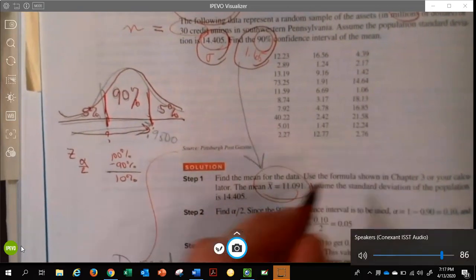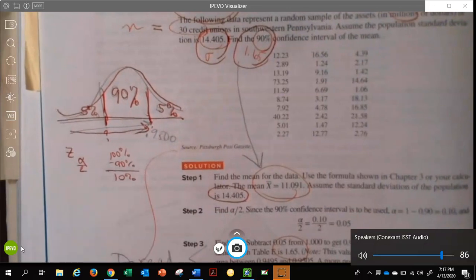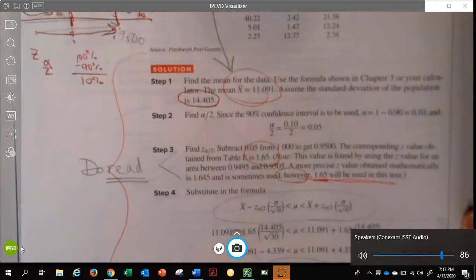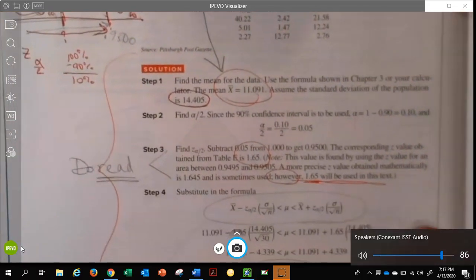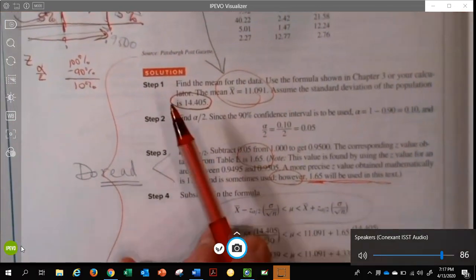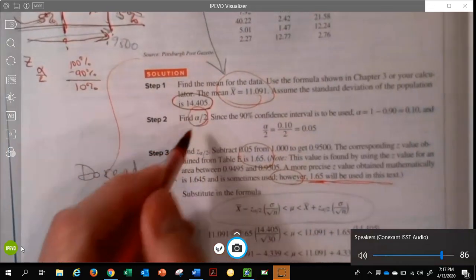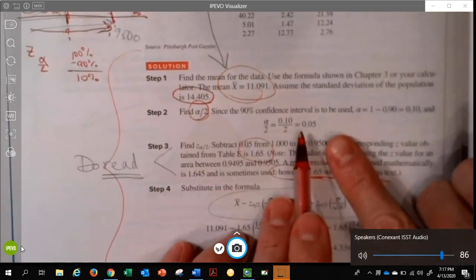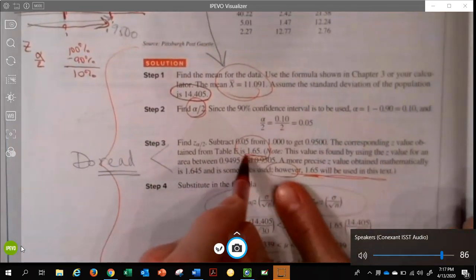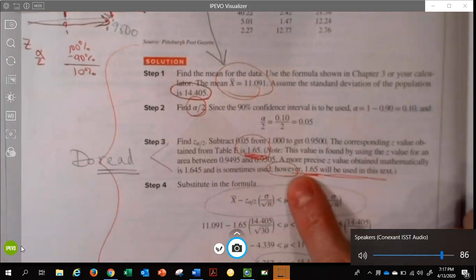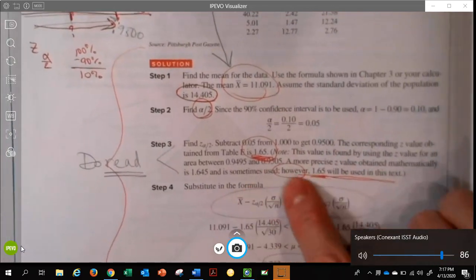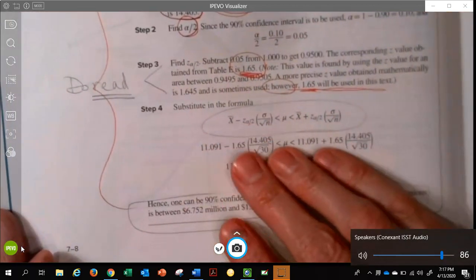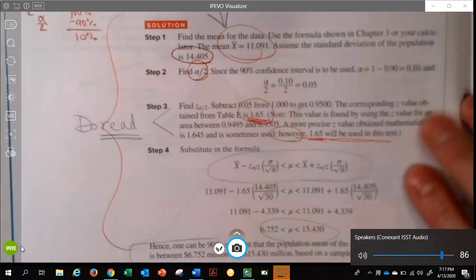And it says assume. So they're giving us some information. And we're going to go lazy for right now, for the sake of time, just like we were in class, because my clock's ticking over there. It says find alpha divided by 2. And we've already played around with this, and we've got that it's 1.65. And then it mentions there's a more precise value, but we are going to use 1.65, and then we got this big old formula again, and we don't care because we're not afraid of it.